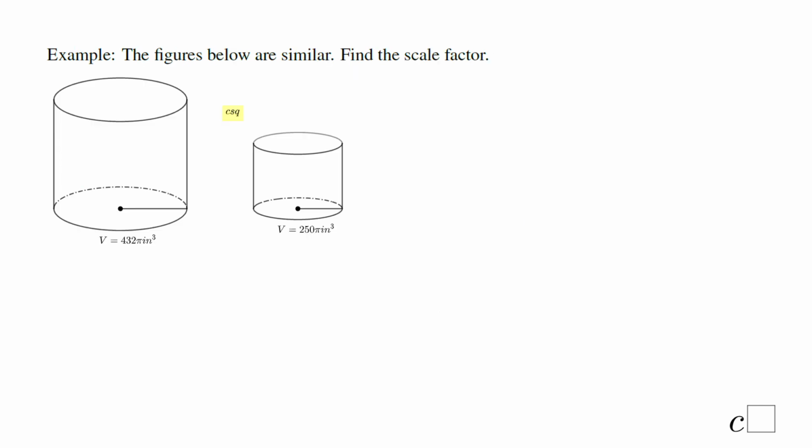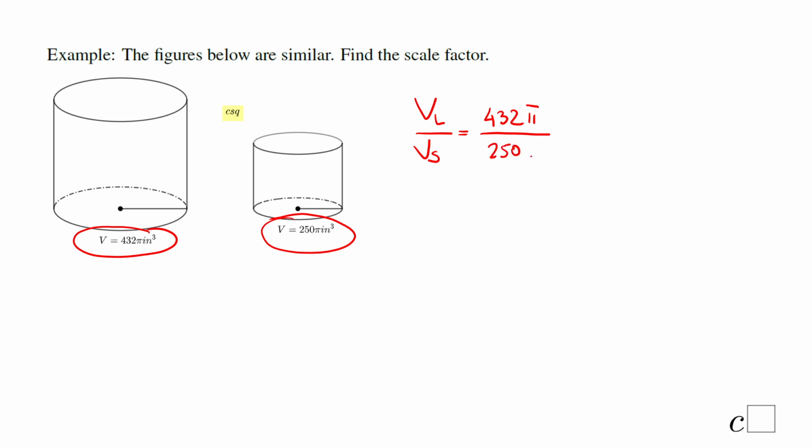In my next example, we have two similar figures, two similar cylinders. We need to find the scale factor. So here we want to start with what is given, the two volumes. Make a ratio, and I'll say go large over small. It's easier in my opinion. 432 pi, you don't really need to write the units since it's the same, over 250 pi.